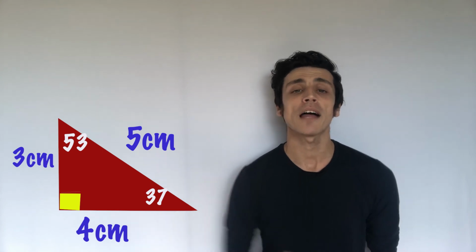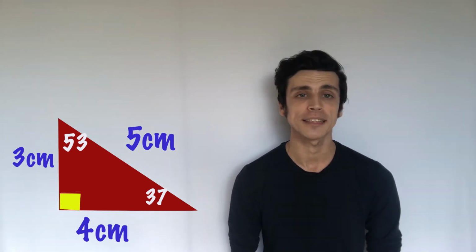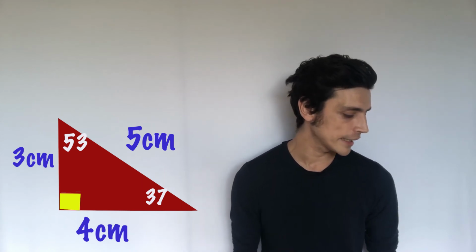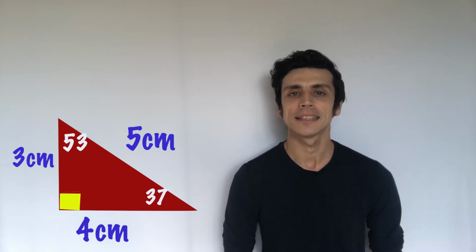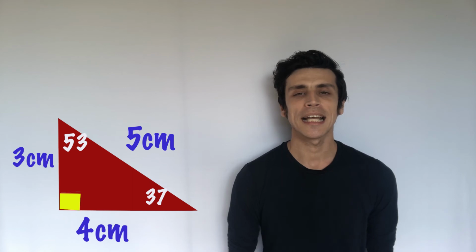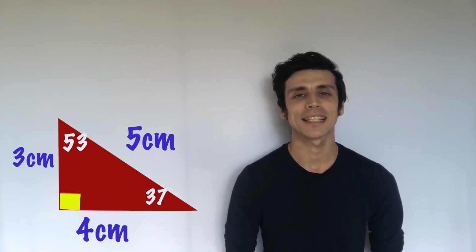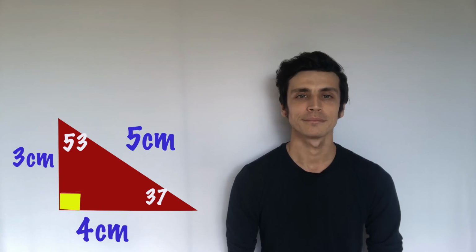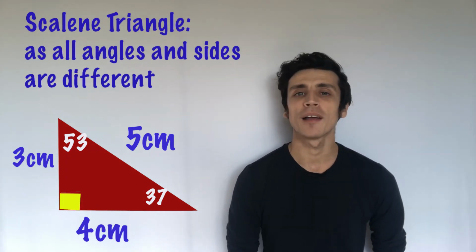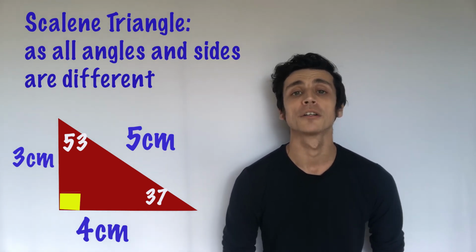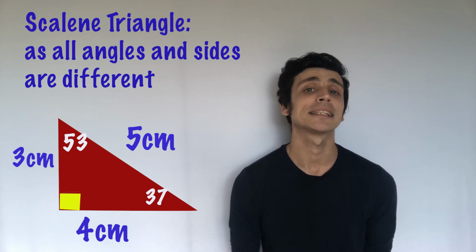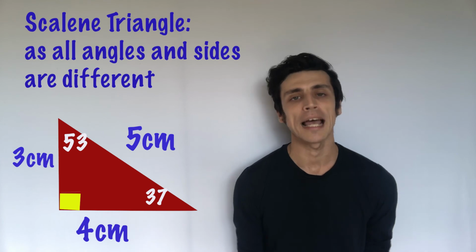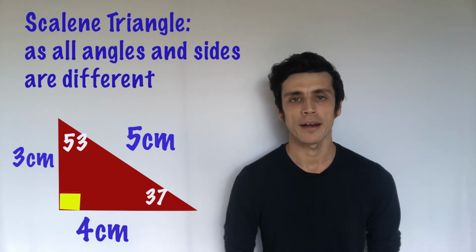So we've got a triangle, and it's got a side that has 3 centimeters, a side that has 4 centimeters, and a side that has 5 centimeters. It has an angle that is 37 degrees, an angle that is 53 degrees, and an angle represented as a square. So firstly, is it going to be equilateral, is it going to be isosceles, or is it going to be scalene? It is, of course, going to be scalene because we have 3 different angles and we have 3 different sides. So the fact that nothing is the same means, of course, that it has to be scalene, because scalene is the one that doesn't have anything equal to one another.